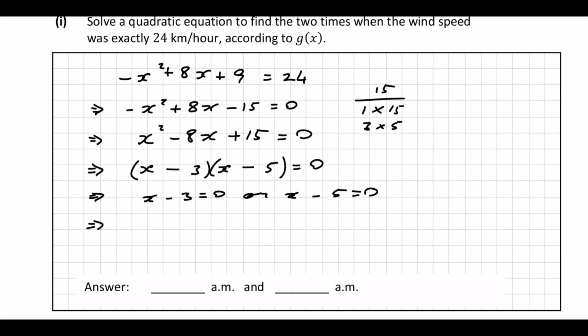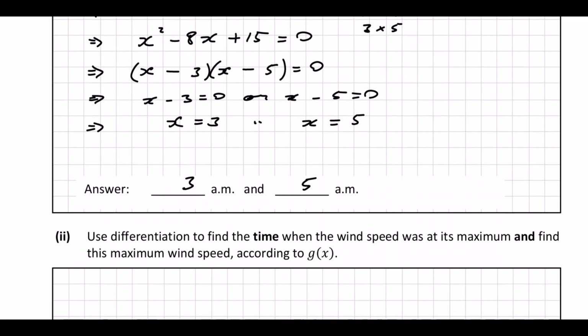So if x minus 3 is equal to 0, that means x is equal to 3, so just add 3 to both sides. If x minus 5 is equal to 0, that will give me x is equal to 5, so add 5 to both sides. So in this case, the answer is going to be between 3 a.m. and 5 a.m. And that's it for part 1.